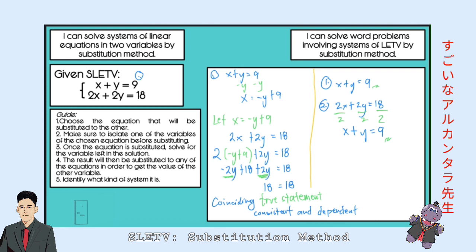So when you're doing the substitution method and elimination method in the near future, you can say that a system is coinciding, consistent, and dependent if you have a true statement as a result. Okay, it's not an ordered pair, but it's a true statement. It gets a bit confusing here, I know, but it will be much clearer once we see an example where we get a false statement.